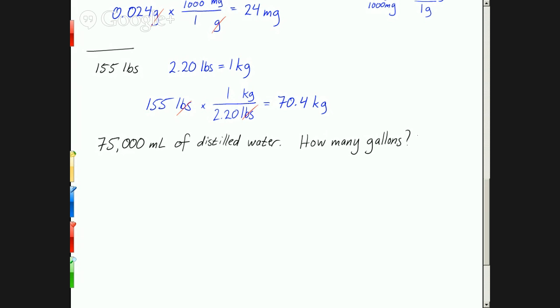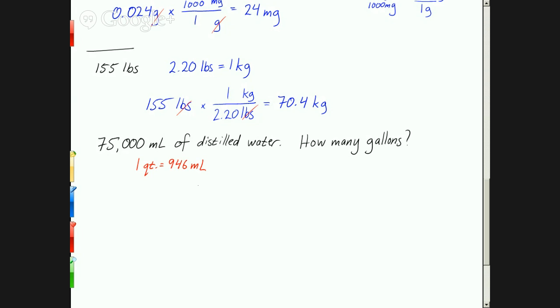Now once again, we're moving between the English system and the metric system. So we need a conversion factor, and it would be really nice if we had a milliliters per gallon conversion factor, right? Let's say we don't have that. Instead, we have a conversion factor that tells you 1 quart is 946 milliliters. So that's our English to metric conversion, 1 quart, 946 milliliters.